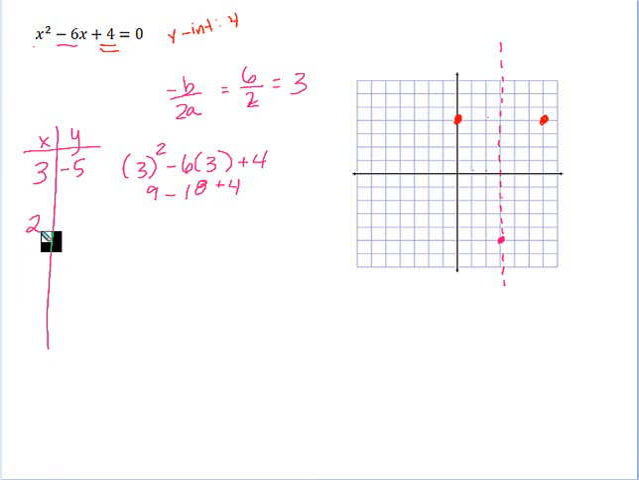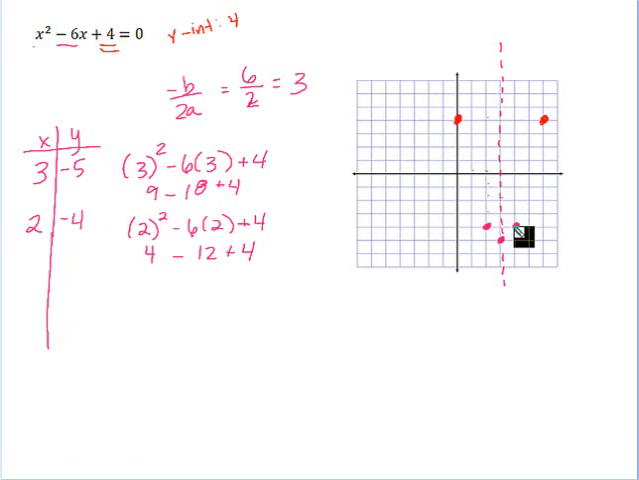So when x is 2, we have 2 squared minus 6 times 2 plus 4. 2 squared is 4, minus 6 times 2 is 12, and then plus 4. So if we take 4 minus 12, we get negative 8, plus 4 is negative 4. So we have the point 2, negative 4, so right here. And since we have this point symmetrical across the other side, we also have that point right there.